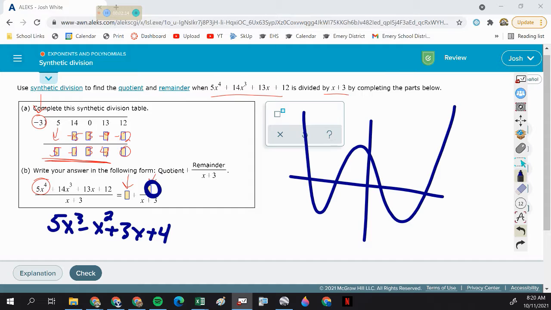Well, what happens at x equals -3? If this is a factor, that means that -3 is a 0, a root, which means the graph hits the x-axis at -3.